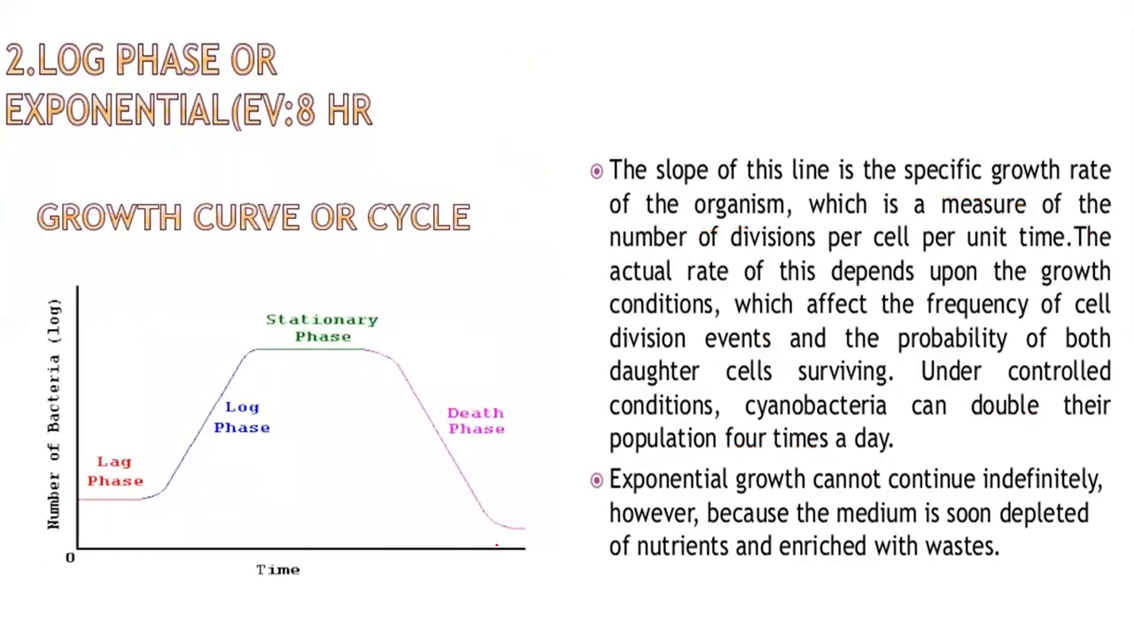Again, in this growth curve, we can see the log phase. This is the log phase, this blue line, the curve moving up. It means the number of bacteria is increasing in this phase of their life. So here there is more reproduction and the population is increasing.